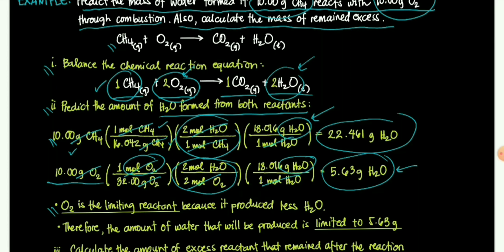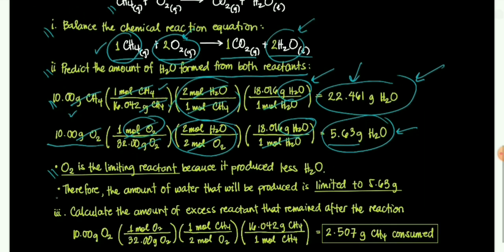Si CH4, ang mapoproduce niya kasi ay 22.461 grams of H2O. So, this is the value that is greater than 5.63 grams. So, hindi tayo magpoproduce ng 22.461 grams kasi kulang na si oxygen. Okay? So, therefore, the amount of water that will be produced is limited to 5.63 grams. Okay? So, susundin natin yung amount ng limiting reactant to predict the amount of the products.